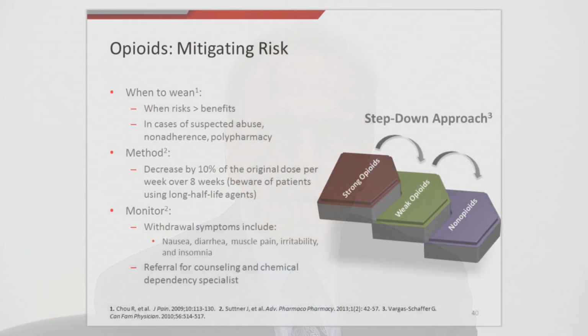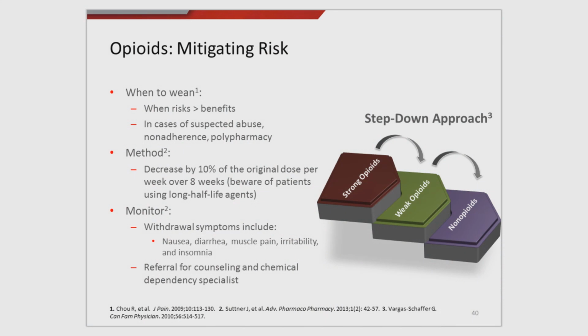In mitigating the risk of opioids, one question is, when do you wean people off opioids, especially if they've been on long-term therapy? It is usually when the risks outweigh the benefits. It could also be for some of these nuisance side effects, or in cases of suspected abuse, non-adherence, or polypharmacy. There are many weaning strategies that we could utilize.